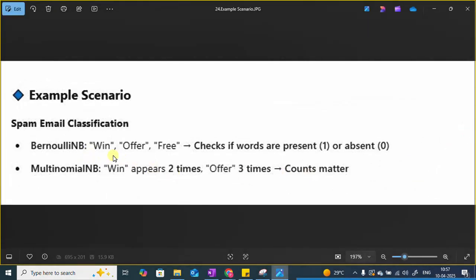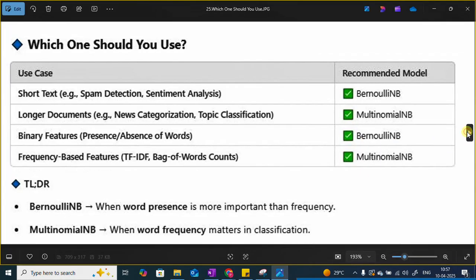Now, Bernoulli Naive Bayes, for example: win, offer, free. Three words I'm talking about. Check if the word is present or not. If present, put one. If not present, put zero. Multinomial Naive Bayes, for example: the word win appears how many times? Two times. Offer appears 3 times. Free, let's say, appears 7 times or 10 times or 1,000 times. So in multinomial Naive Bayes, count matters. In Bernoulli Naive Bayes, only presence matters, whether present or not. That's all, guys.